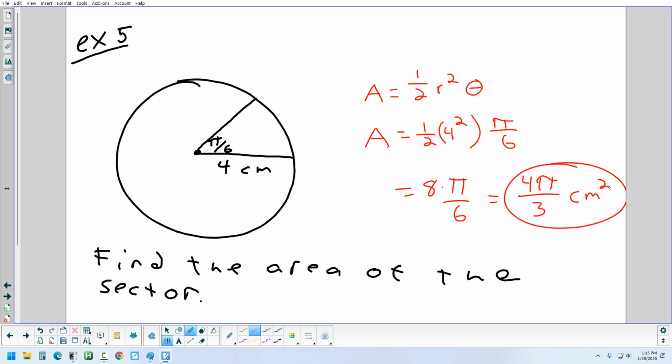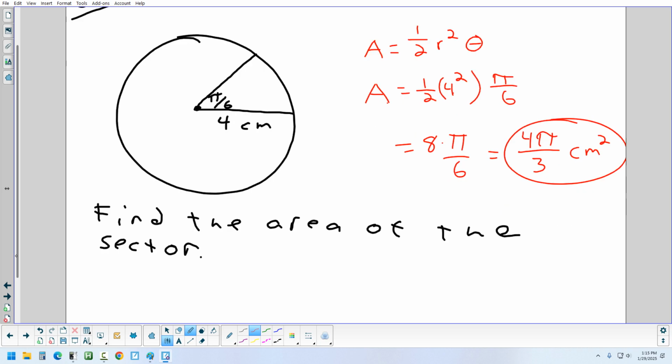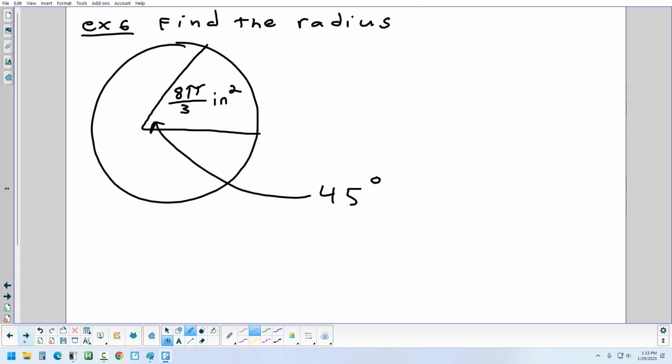Any question on that one? Let's try this one. So find the radius. What do you notice right away about the information they've given you? We need to convert the degrees to radians.